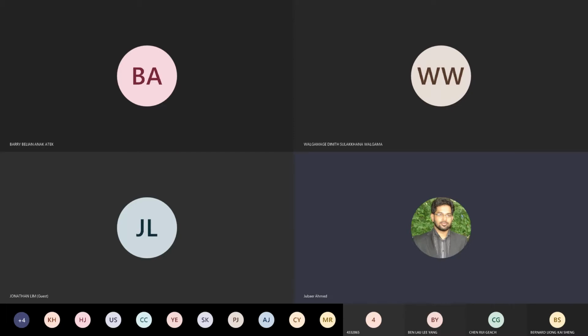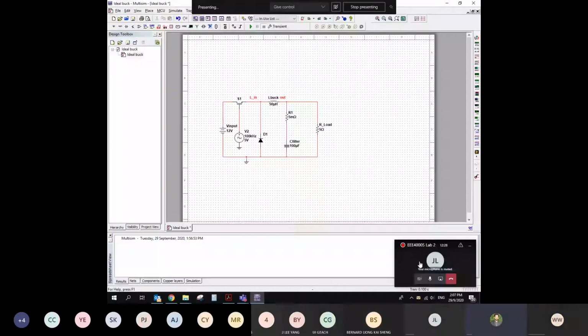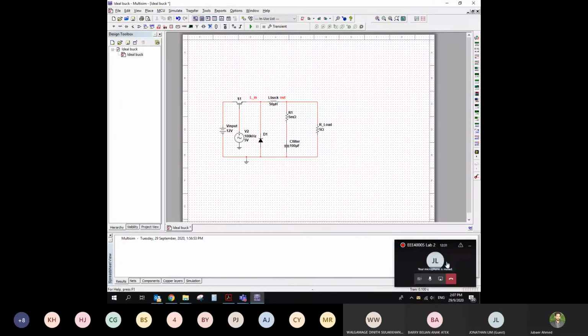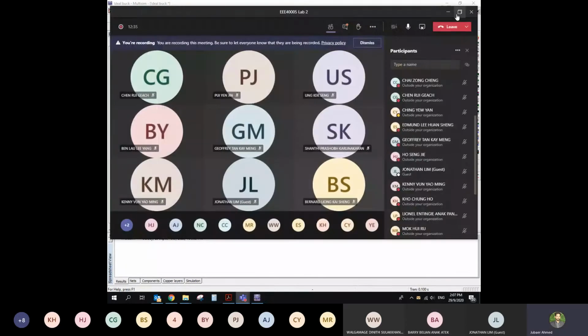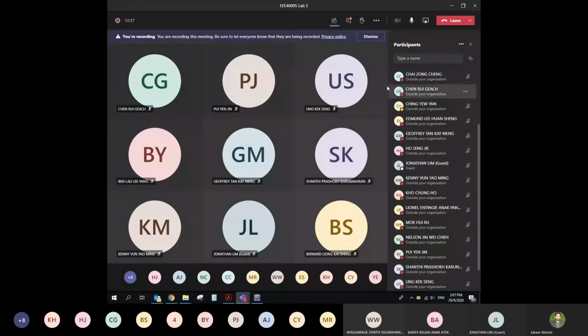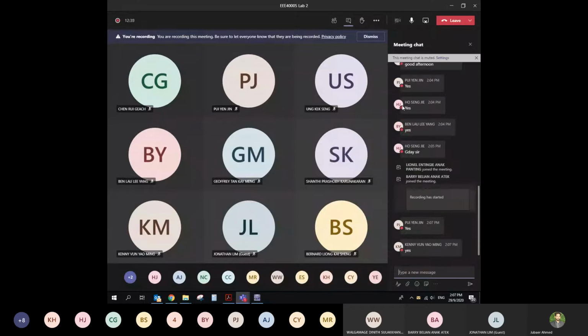Share my screen. Okay. Can you see my screen? Okay, so Kenny says yes, you can see my screen.